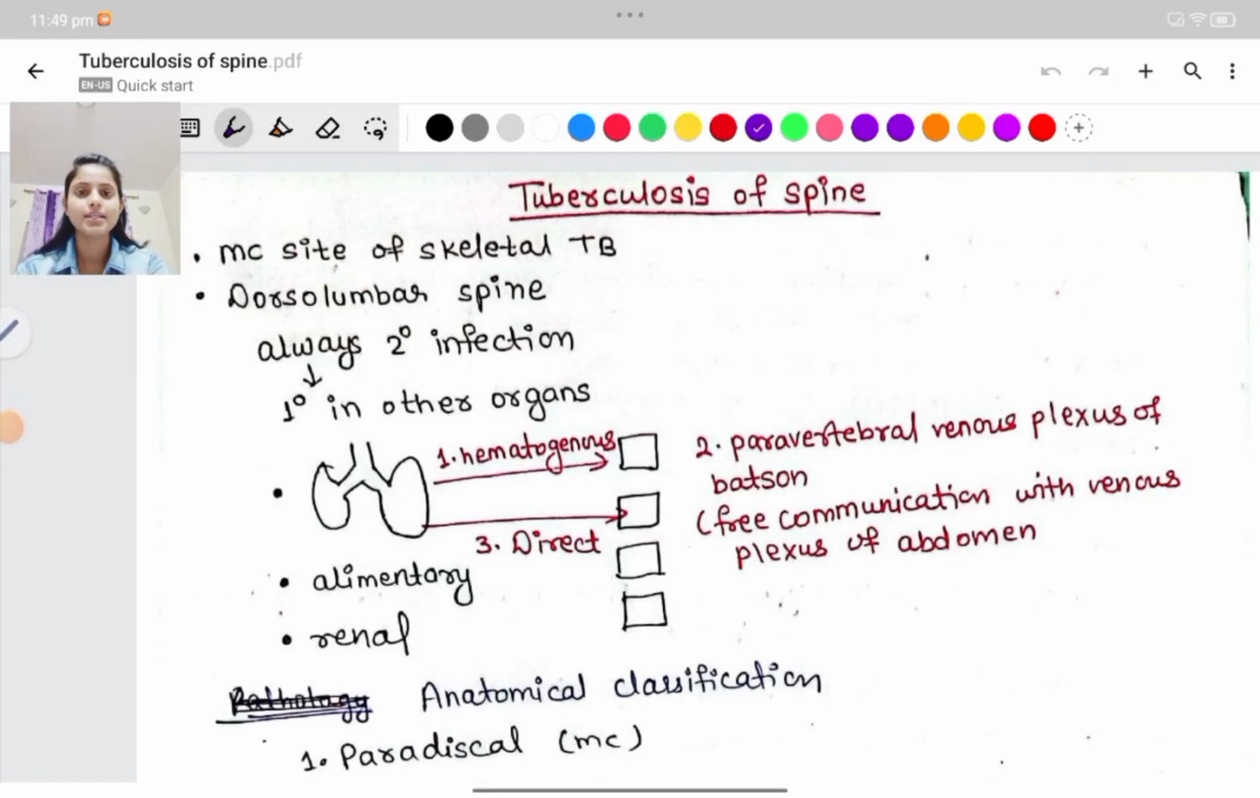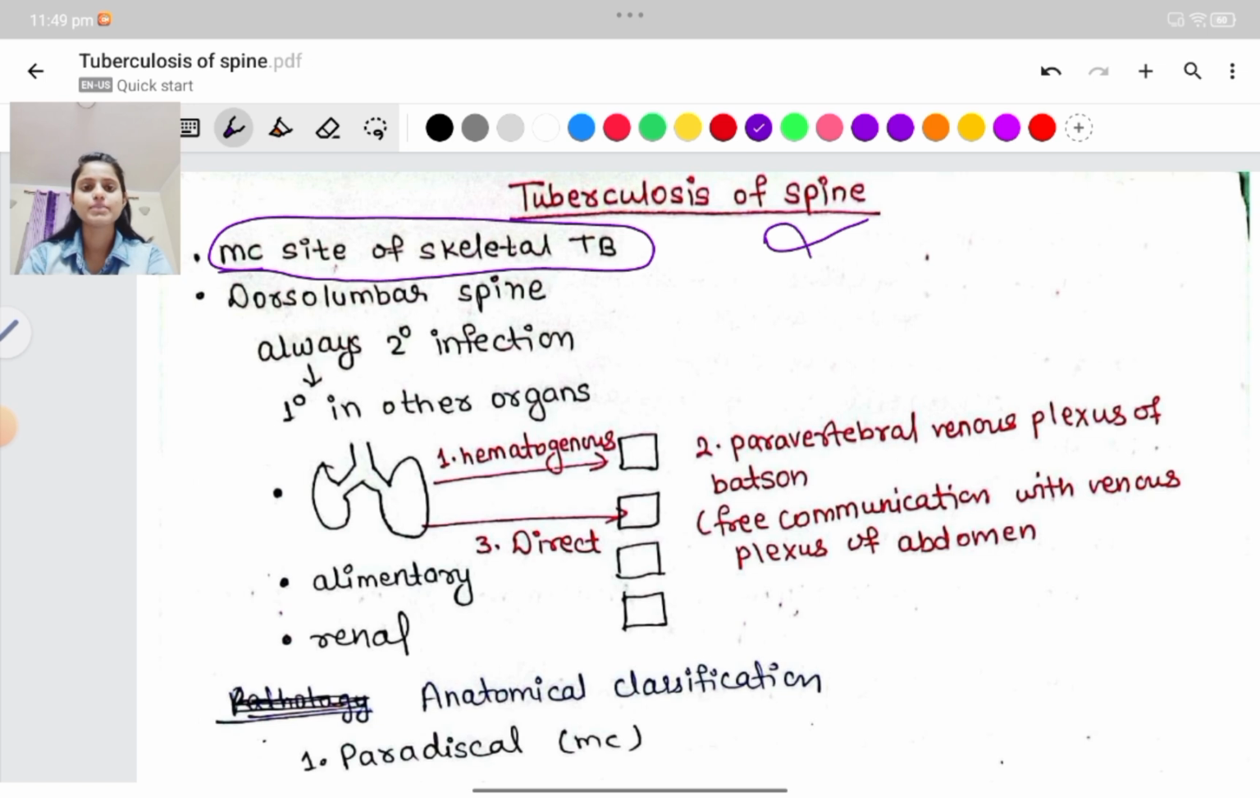Today we shall be talking about tuberculosis of the spine. This is the most common site of skeletal tuberculosis. In the musculoskeletal system, the spine is the most common site for tuberculosis. It most commonly occurs in the dorsolumbar spine.